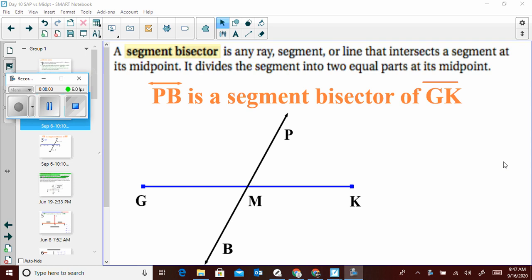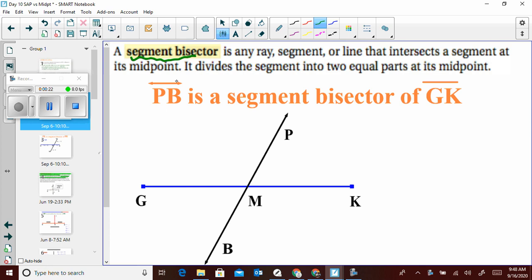All right, guys, today's not much new. It's just an extension of what we did yesterday with segment addition postulate and midpoint. We're just going to work on something called a segment bisector. A segment bisector is something that bisects a segment. So it will go through the midpoint. The key here is the wording.